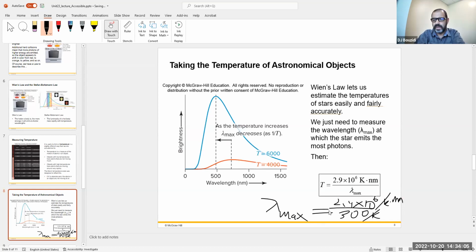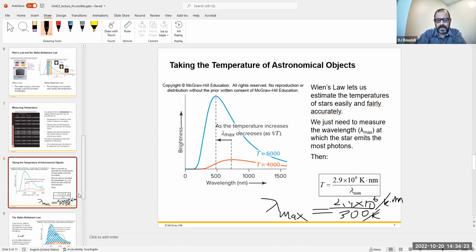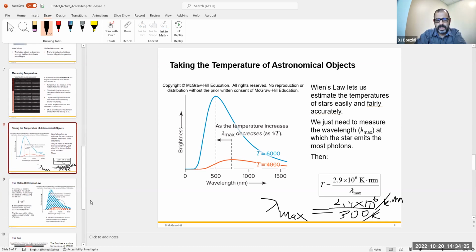That's the region. It's going to be below the red, which is why we use goggles to see living organisms. 300 Kelvin is your average temperature, okay, on a daily basis. It may be 310 on a hot day. It may be 293 on a cold day, but that's about 300 Kelvin. Okay, so this is a useful law, as I was saying. Knowing the maximum wavelength, we can find the temperature.